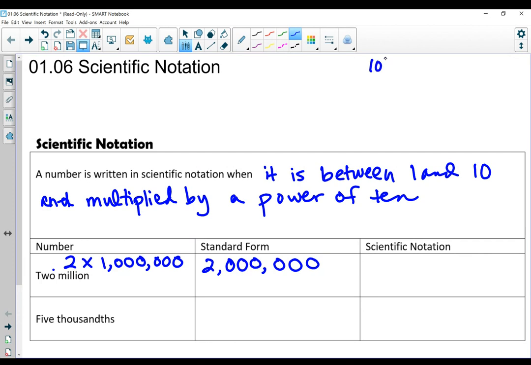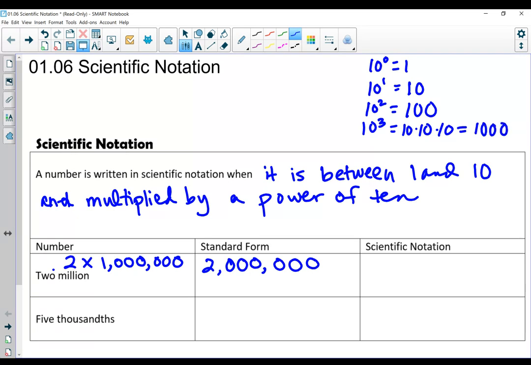So we know that 10 to the 0 power is 1. We know 10 to the first is 10. Anything to the first power is itself. Anything to the 0 power is 1. If I want to find 10 squared, that's 10 times 10, which is 100. If I want to know 10 to the third, that's 10 times 10 times 10, which is 1,000. So we come up with this interesting pattern for powers of 10: if I have 10 to the first, I have 1 zero. If I have 10 squared, I have 2 zeros. If I have 10 cubed, I have 3 zeros.